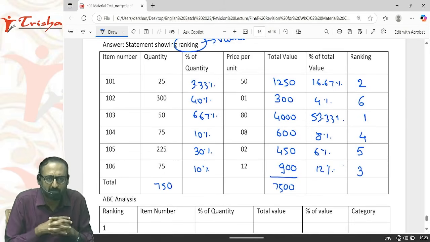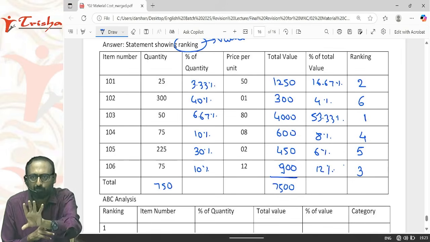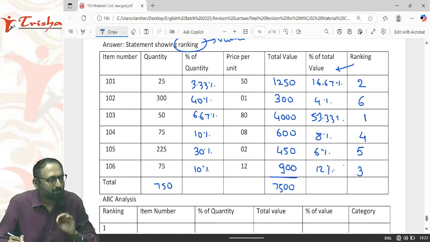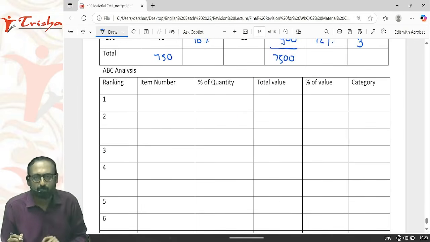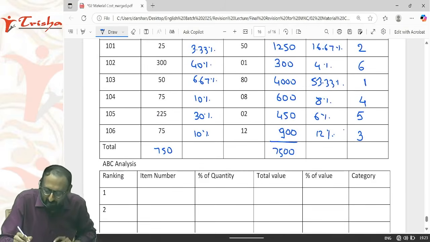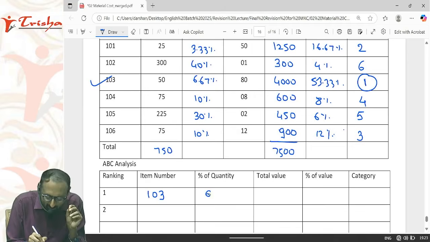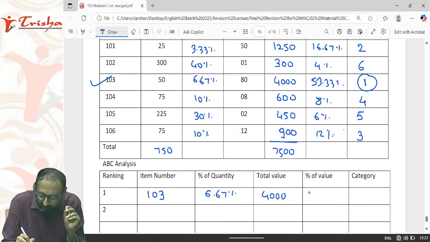So what you have done in the first table, you have written quantity, percentage of quantity, price per unit, total value, percentage of total value, and ranking on the basis of this value. Now simple ABC analysis. In ABC analysis, always start with the first rank product. Sir, check which one is your first rank product. First rank product is 103. Correct, sir? I'll write here 103. How much percentage of quantity, Sirji? Is it 6.67%? Its total value is 4,000 and percentage of value is 53.33%.